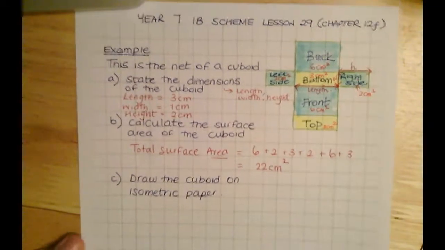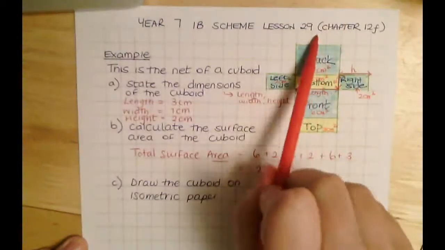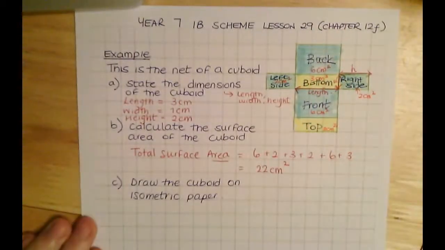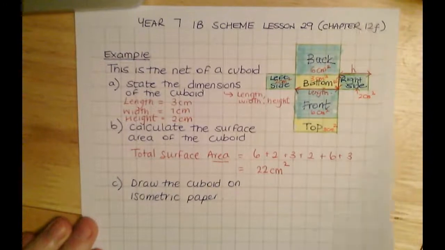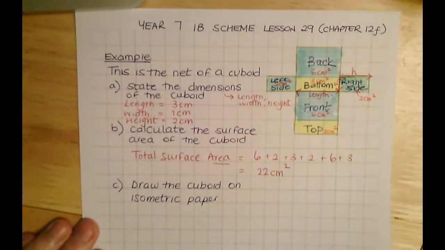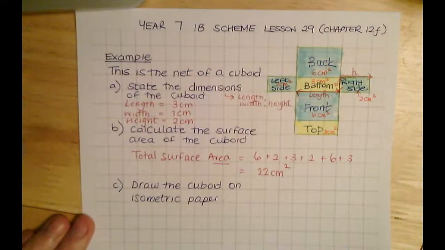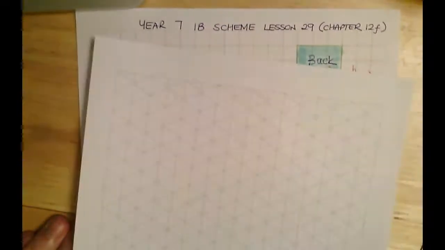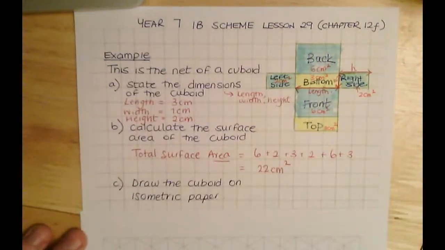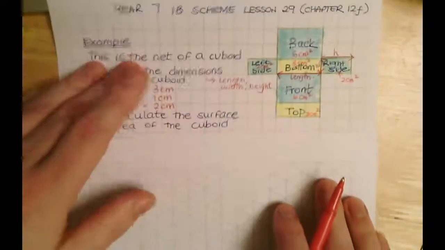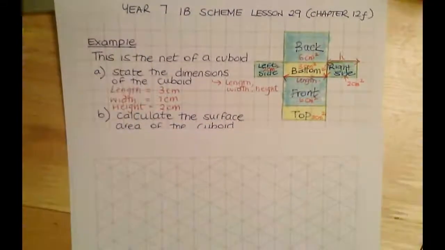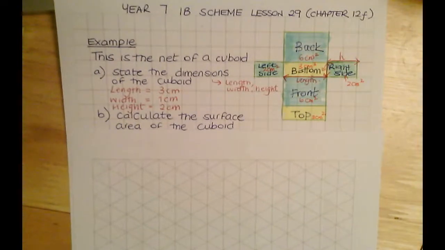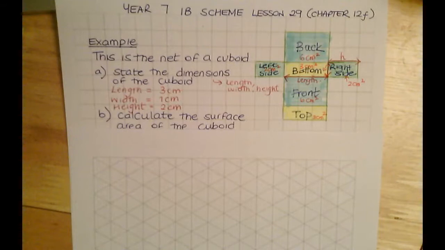Now you should hopefully have watched lesson 28, the lesson before this one, on how to work with isometric paper. If you go back to lesson 28 on class charts, I've attached a document that has some isometric paper on it, so you will need to go back to that and print some off. In that lesson I gave you some tips on how to draw 3D shapes using isometric paper.